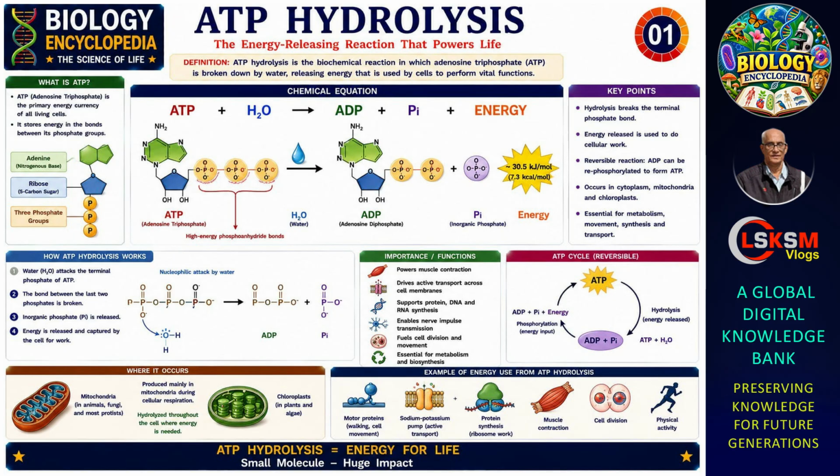One. ATP hydrolysis. ATP hydrolysis releases energy by breaking a high-energy phosphate bond. This energy powers cellular processes such as active transport, movement, biosynthesis, and signal transduction.